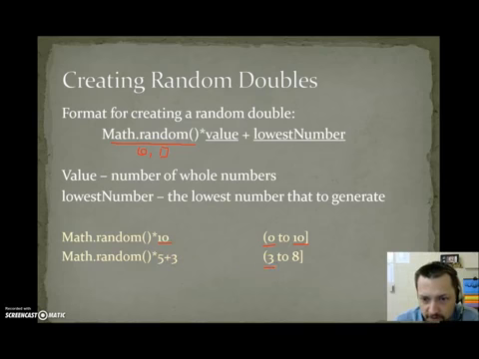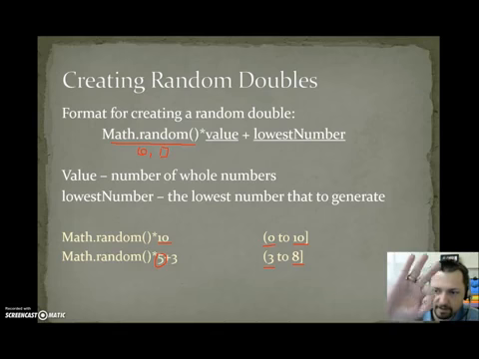If we do math.random times 5 plus 3, the lowest number we start with is 3, and we can generate that. And we can go all the way to 8, but not include it. Because remember, this is how many different whole numbers we could get. If you count those out, 3, 4, 5, 6, 7. We can get to 7.99999, but we can't get to 8.